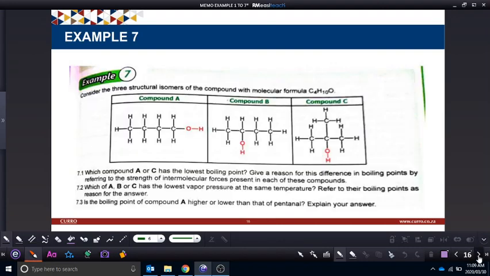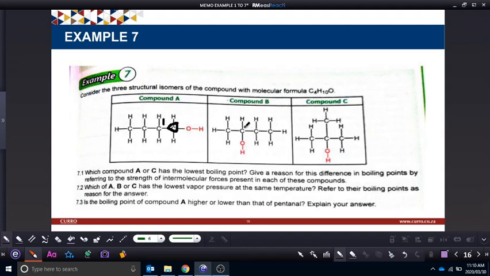If we look at example 7, which compound? We have 3 structural formulas. We have a primary alcohol, we have a secondary alcohol, and we have a tertiary alcohol. Remember, if we talk about a primary, we look at the carbon there. It's bonded to one other carbon.